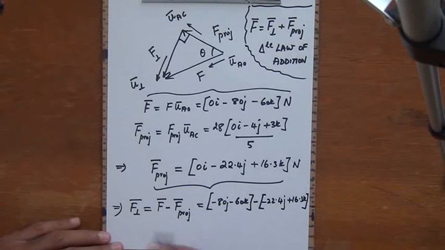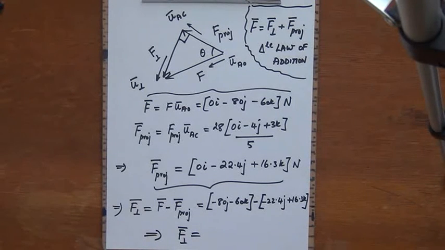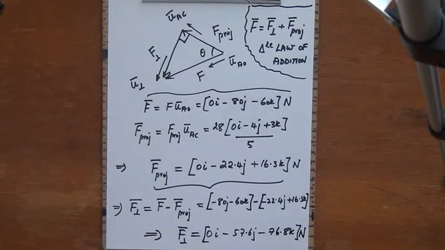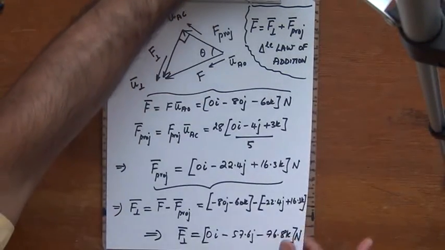Sorry for sneaking those things in. I hope this is visible to everybody. And once you do the calculations, F perpendicular turns out to be equal to the following. This is going to be 0I minus 57.6J minus 76.8K, so many newtons. And we're going to summarize all these results before we move to the last step of this problem.